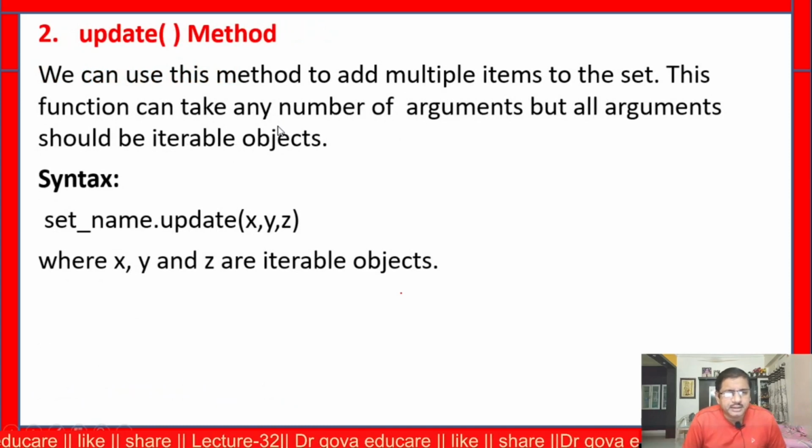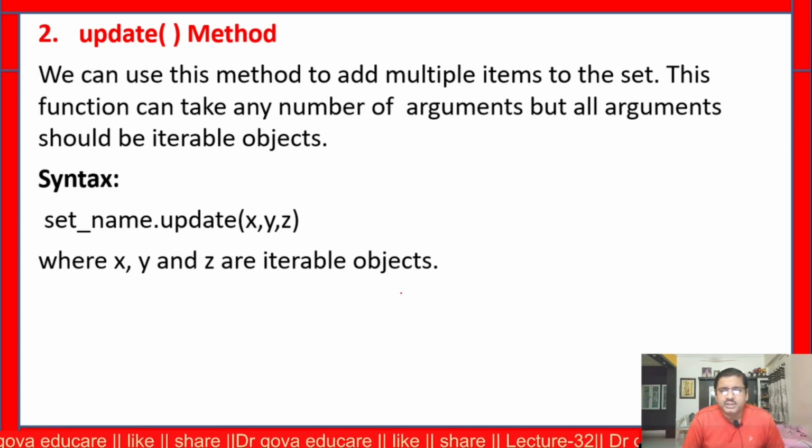Now the second method, update method. We can use this method to add multiple items to the set. This method takes any number of arguments, but all arguments should be iterable objects. That means it may be a list, a tuple, or a string also. It must be an iterable object. The syntax is set name dot update of x comma y comma z. Here x, y and z are iterable objects.